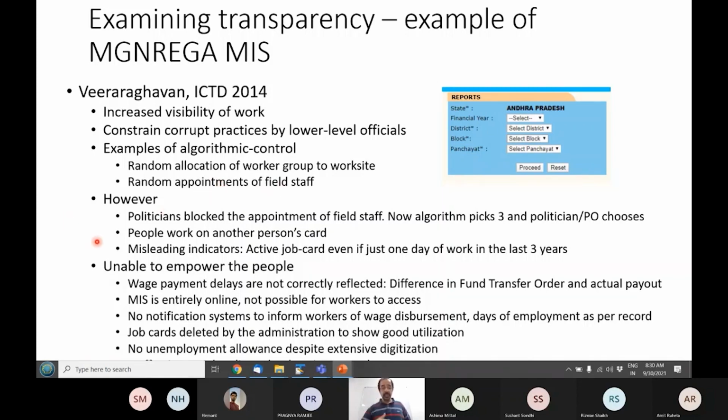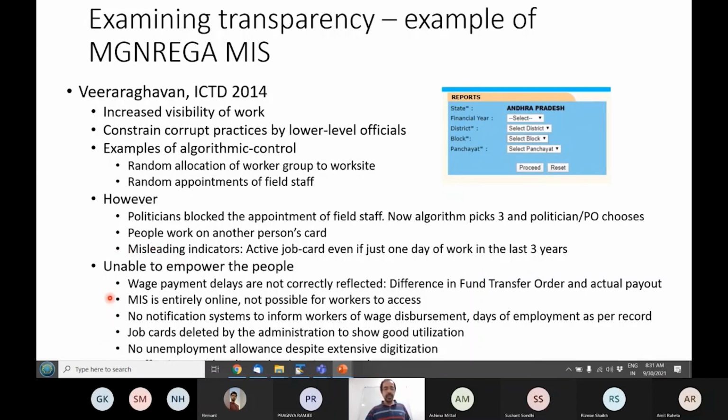But even once the system was put into place, there were all these interesting things which happened. A field staff was assigned randomly, but the politicians still had some authority, and they could block. Now the algorithm picks three, and the politician and program officer are the ones who then choose. So basically, there was resistance from politicians who still had a lot of power over who was assigned what position, because this becomes a means for continuing their corruption. And then they started allocating workers randomly to work sites, but people started also working on other people's cards. So that particular problem was also not entirely solved. Then there were several misleading indicators, like the definition of an active job card. That also is suspect: even if work was done for just one day in the last 3 years, that was also called an active job card.